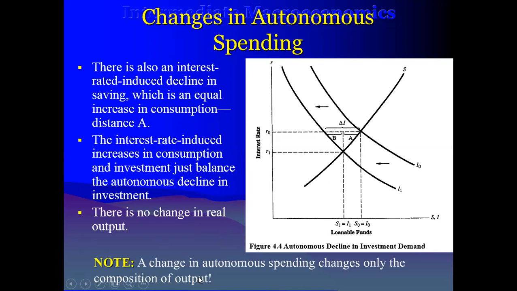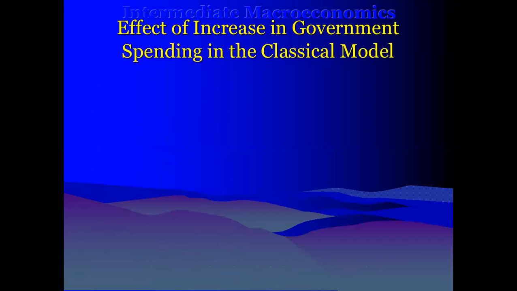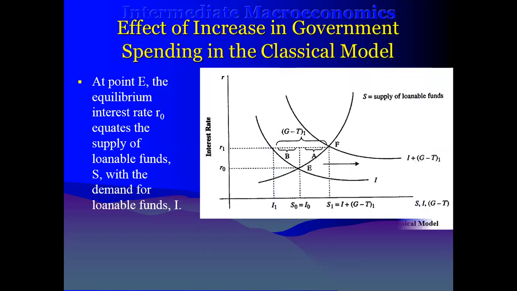Okay, so this is what I was saying, that whenever there's an autonomous change, it only changes the composition of output, but not aggregate demand. All right. Let's look at the effects of an increase in government spending. The first one that we did was autonomous investment. This one is for government spending. Let's look at how that one works too.